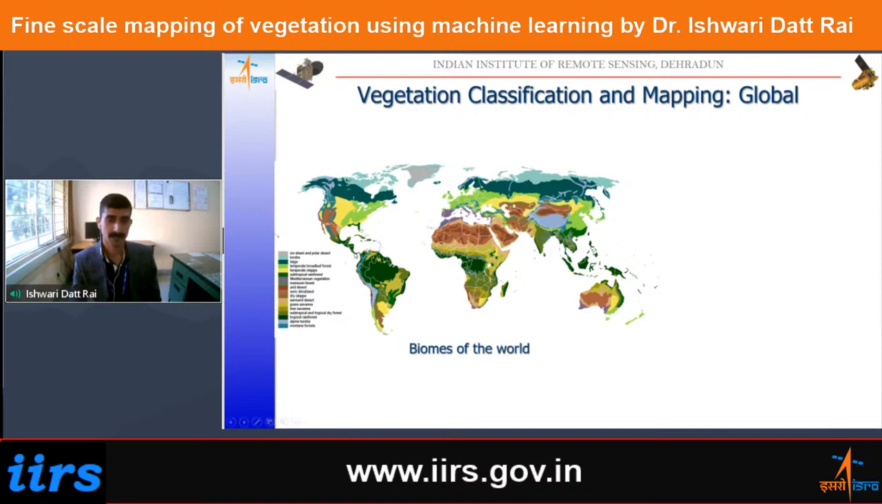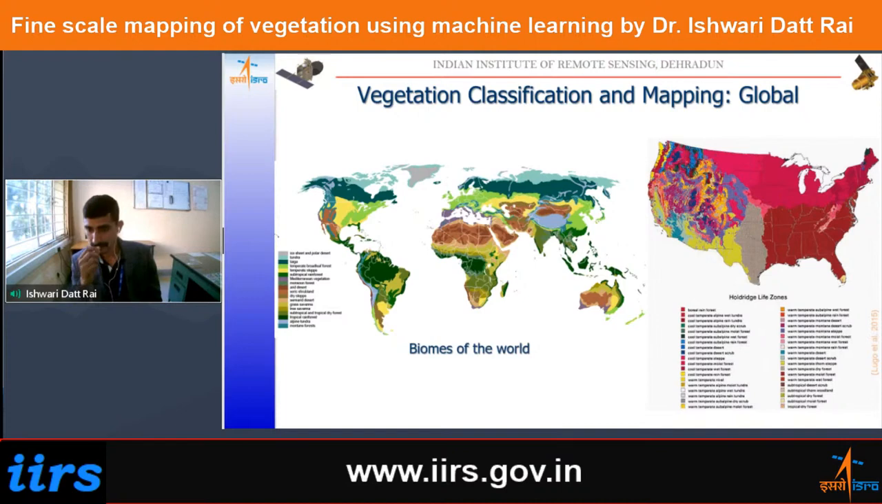Here you can see, if you see the biome level classifications or the mapping of the global vegetation, in the Indian parts, you will see 8 or 10 different biomes like subtropical, dry deciduous or other vegetation, in the Western Ghats or the eastern Indian region like tropical rainforest. So these are the dominant ones if you see the larger scales of the classification.